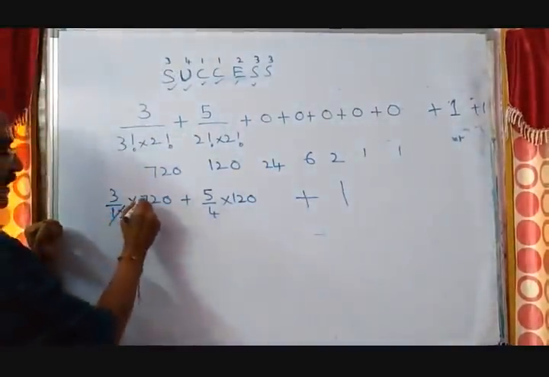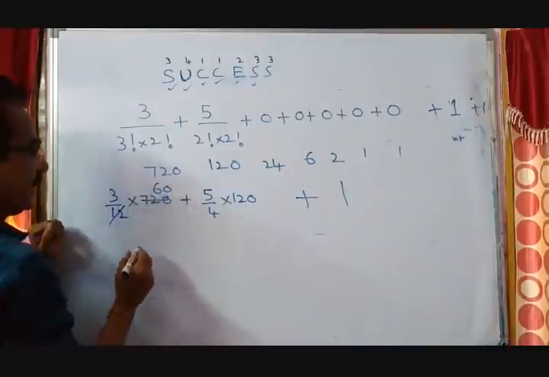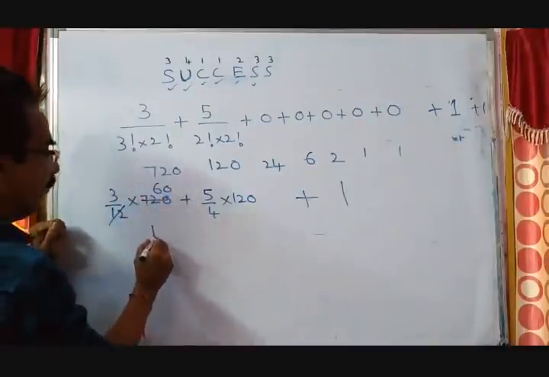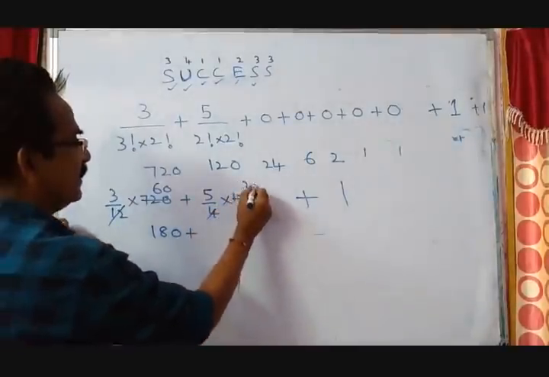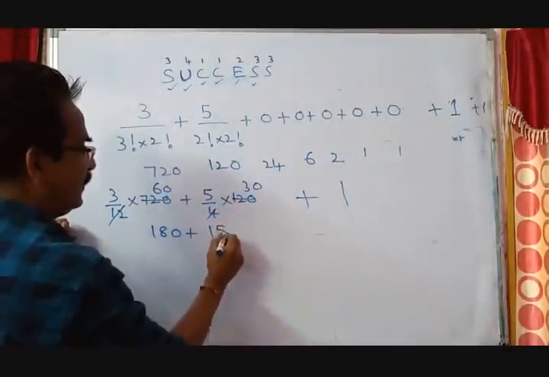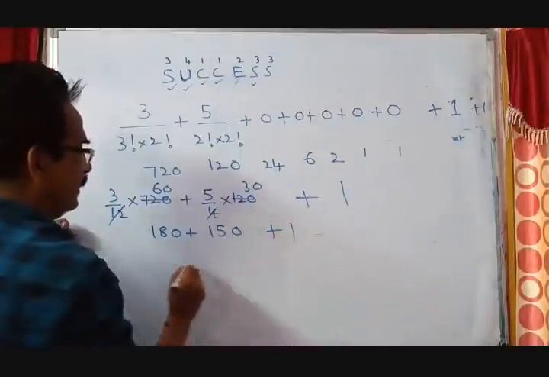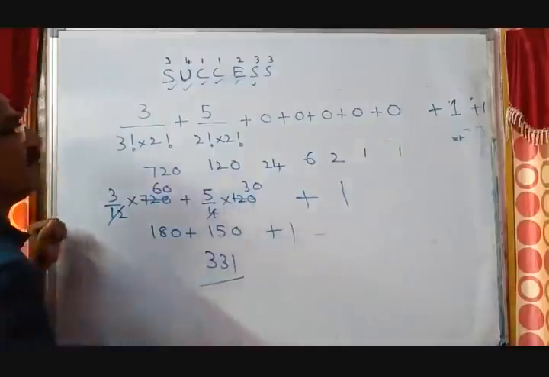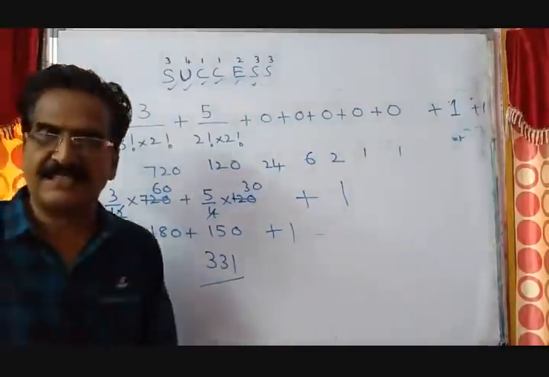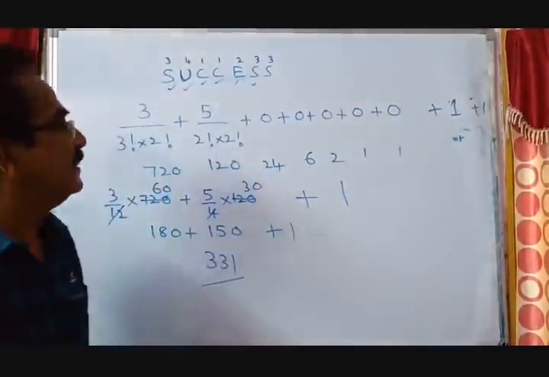12 sixties, 720; 3 by 3, 6 threes, 18, 180 plus 4 by 3, 5 threes, 150 plus 1. 330 plus 1, 331 is the rank of the word success.